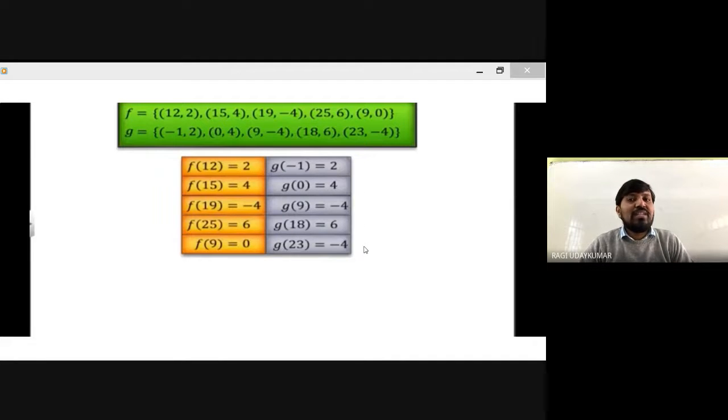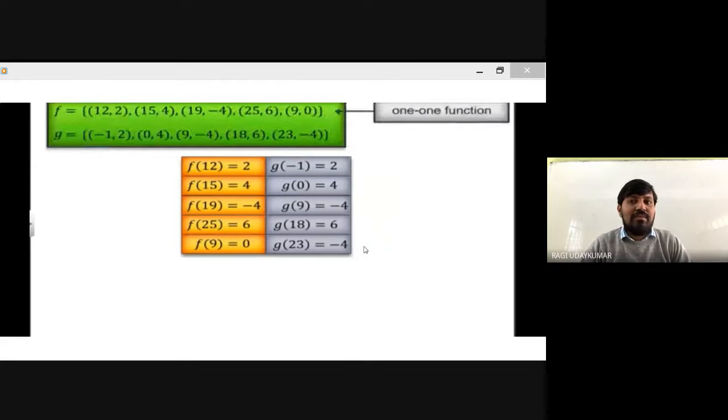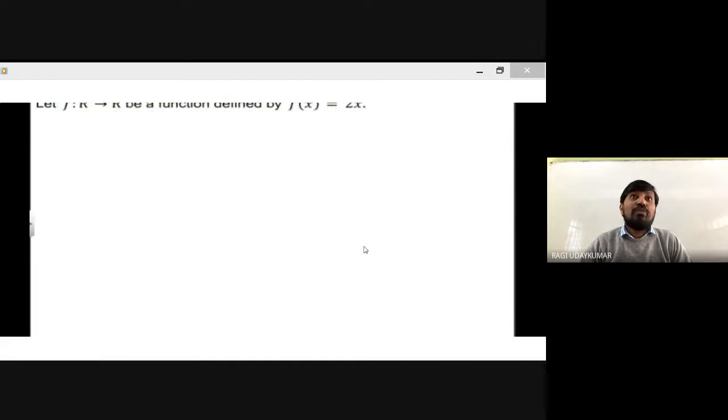Okay. So if the g function is given, also see f(12) equals 2, f(15) equals 4, f(19) is minus 4. The g function is given in the same way. So if it is given to you like that, how do you identify whether it is one-one or not? In the ordered pairs, the second elements should not be the same. In the first set, you consider 2, 4, minus 4, 0. All are different. That is nothing but different elements having different images. In the second one, you take (9, minus 4). Minus 4 is repeated twice.